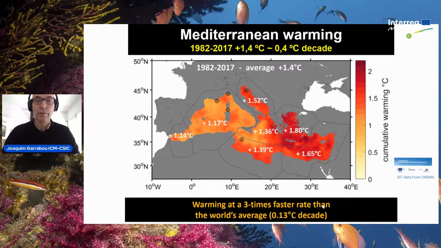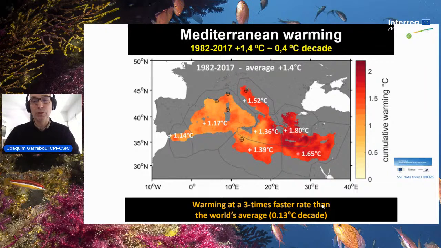And you see that there are differences across the basin, much higher in the east and less in the west. But what is clear is that overall the Mediterranean is warming three times faster than the global mean of the ocean. So this is something really significant, it's among the top areas of the world. It's a real hot spot for climate change.